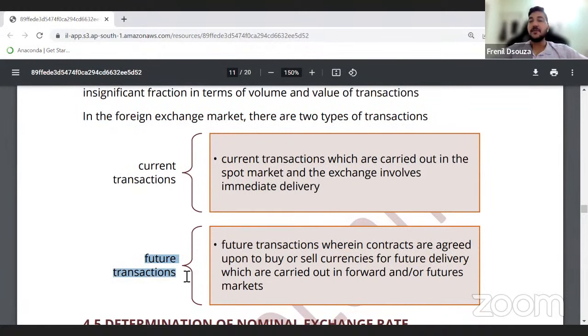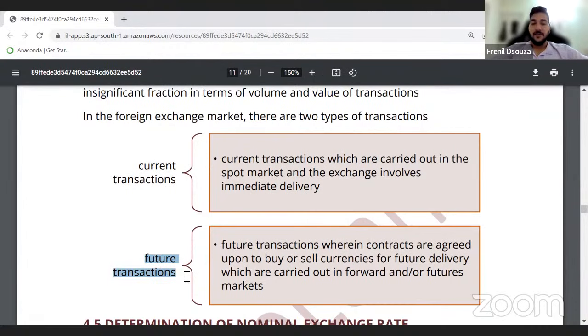Future transaction means I want to transact something after 6 months, but for that I'm fixing the price today, right? Let me give you an example. Imagine that I have imported a machinery from US and I have to pay $10,000. But this $10,000 I have to pay after 6 months. Okay, that is what me and the seller agreed. I will send $10,000 after 6 months.